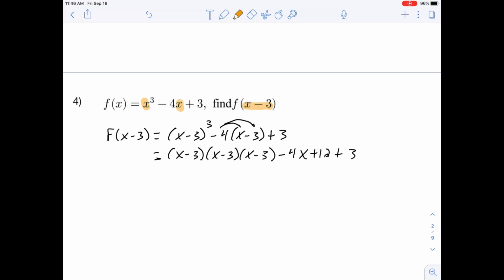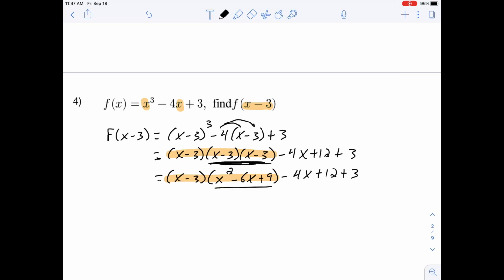So now, multiplying this right here, I'm just going to take two of them first. So I'll just multiply these two first. So that'd be x minus 3. When you multiply x minus 3 times x minus 3, it becomes x squared, and then it becomes minus 6x plus 9. And then I'm going to bring everything else down. So that's still the same as this right here, the x minus 3 times x minus 3 times x minus 3. I just multiplied these two first to get that right here.